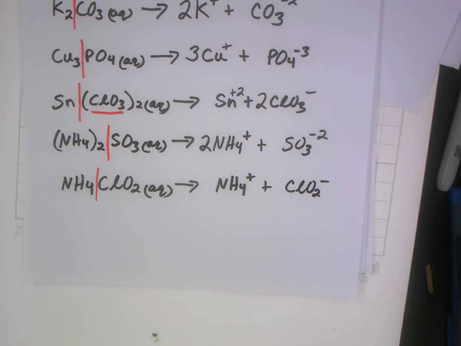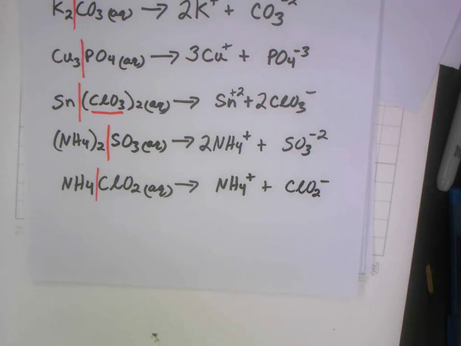Notice why we didn't use parentheses on this one. Because there was 1 positive and 1 negative, so we only needed 1 of each. When you only need 1 ammonium, you don't use parentheses. When you only need 1 chlorite, you don't use parentheses.